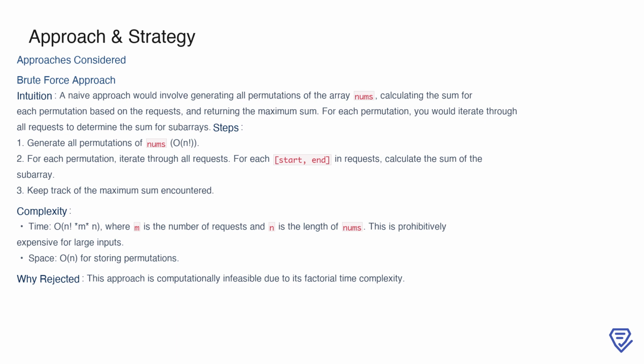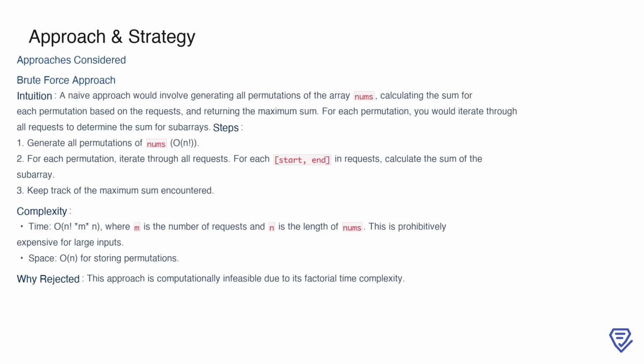To begin, let's consider the brute force approach. The intuition here is straightforward. We try every possible permutation of the array nums, calculate the sum for each permutation based on the given requests, and identify the maximum sum among them. The steps are simple. First, generate all permutations of nums. Then for each permutation, you iterate through the list of requests. Each request specifies a subarray, so you calculate the sum for that subarray and keep track of the overall maximum sum. However, this approach becomes impractical very quickly.